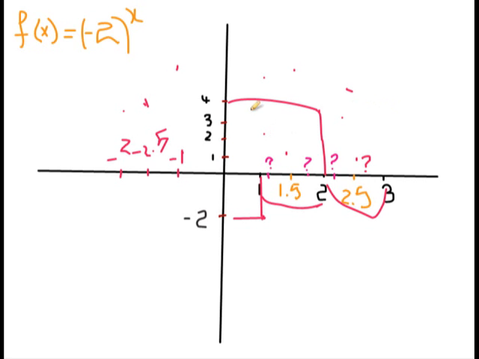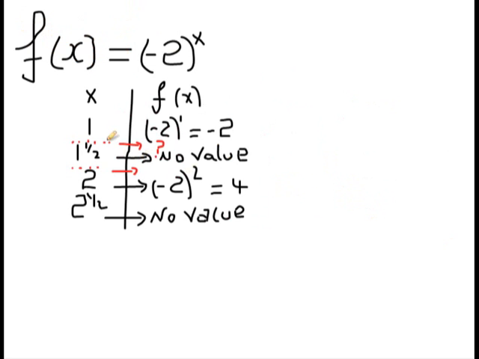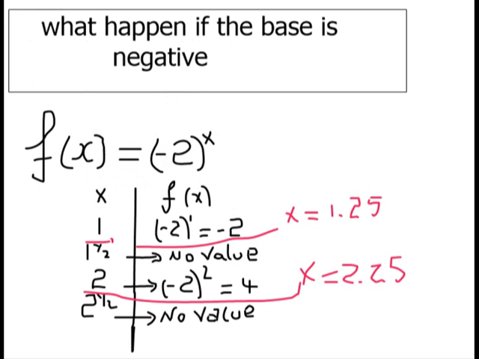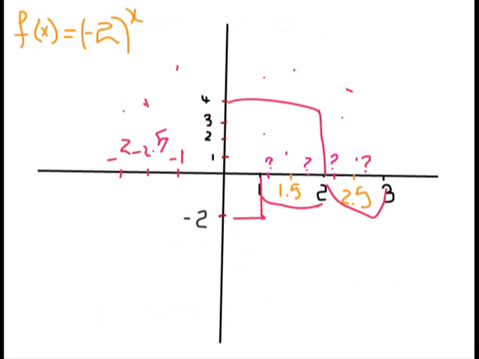I hope you understand why. I just took an example and some values. For 1 I got -2, yes, but for 1.5 I don't have a value. You can try it with values between 1 and 2, between 2 and 3. You're not going to have any result. That's why we say the base cannot be negative. Okay, you understand?